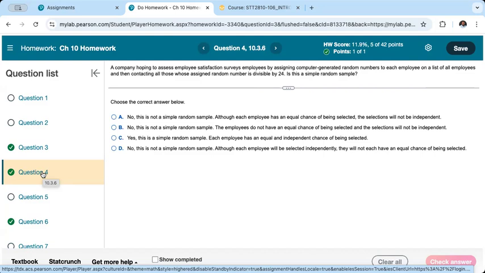Okay, so the answer is C. Does that make sense? Everybody does have an equal chance to pull a number divisible by 24. And then the process of assigning those numbers is random. Does that make sense? Sample means that I'm going to choose some. I can't choose everybody. But I have to make sure that that process is equal and fair for everybody. Does that make sense? Good.